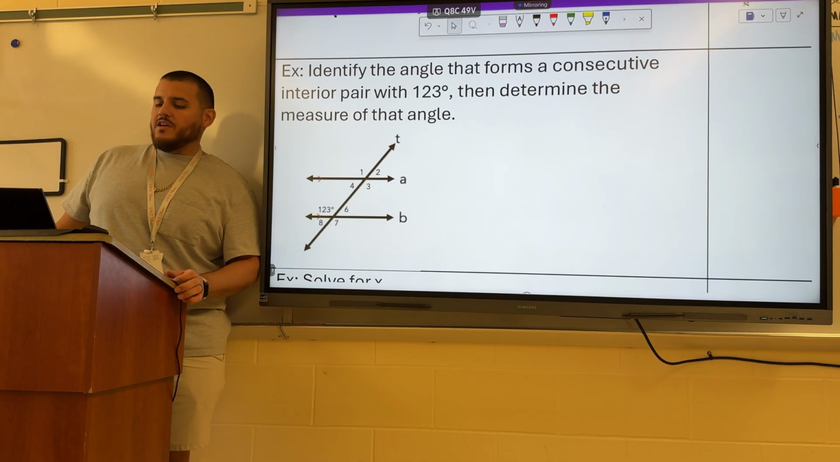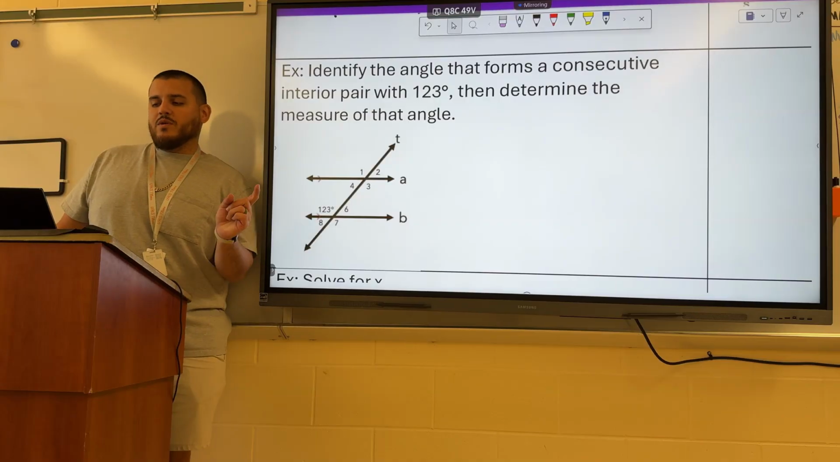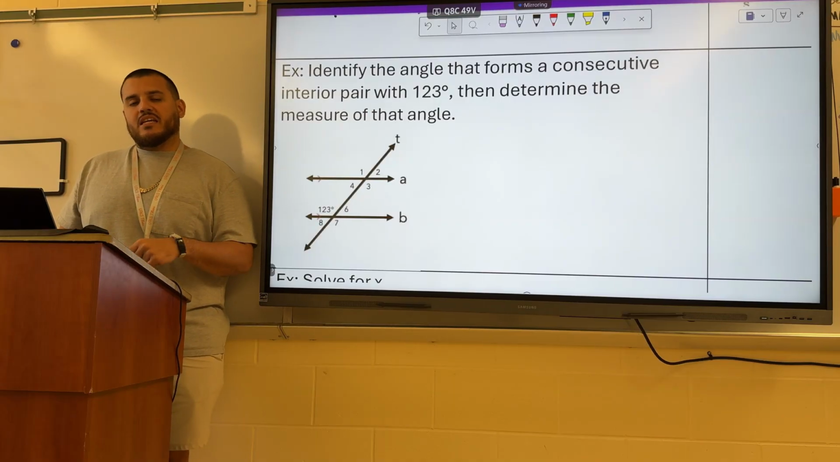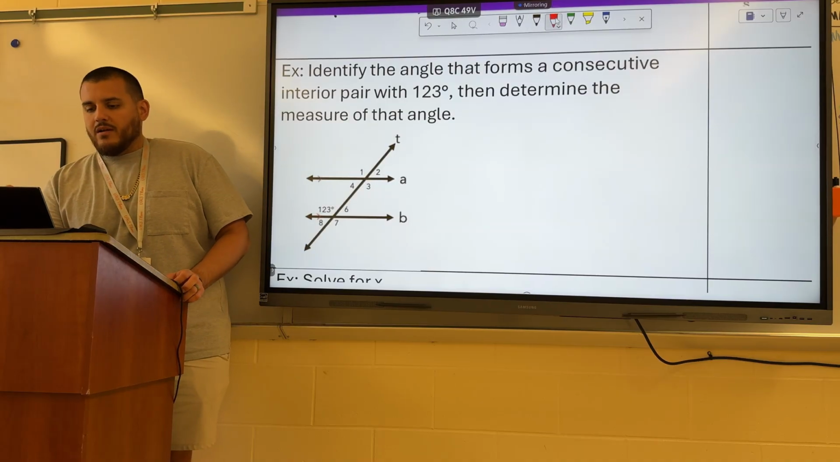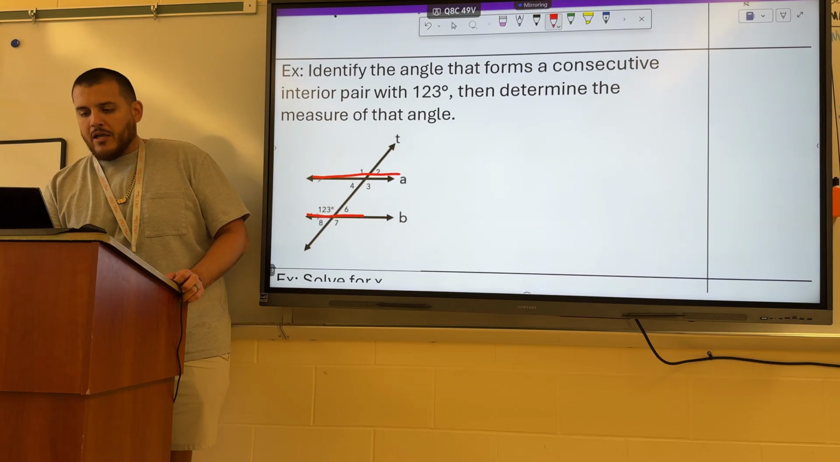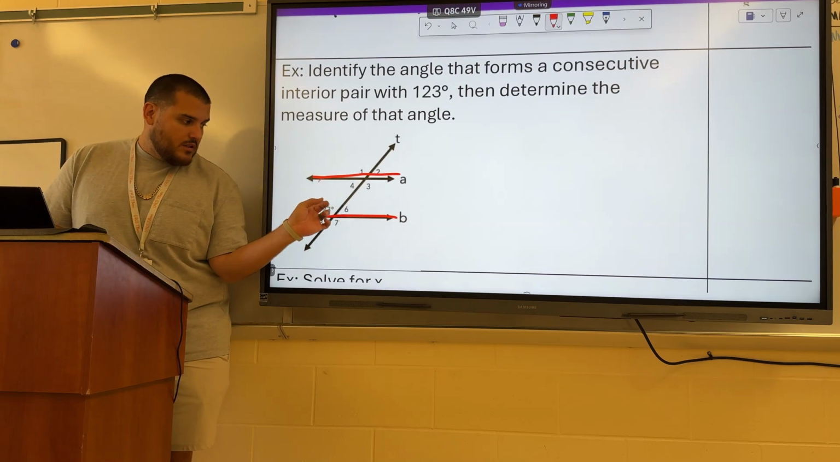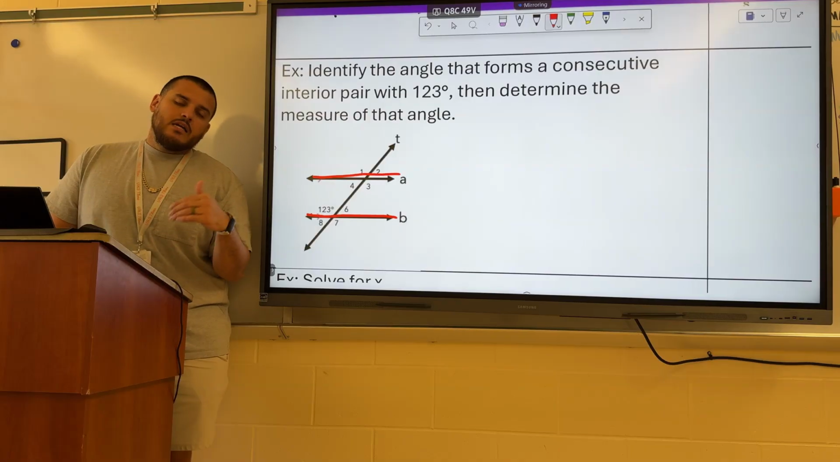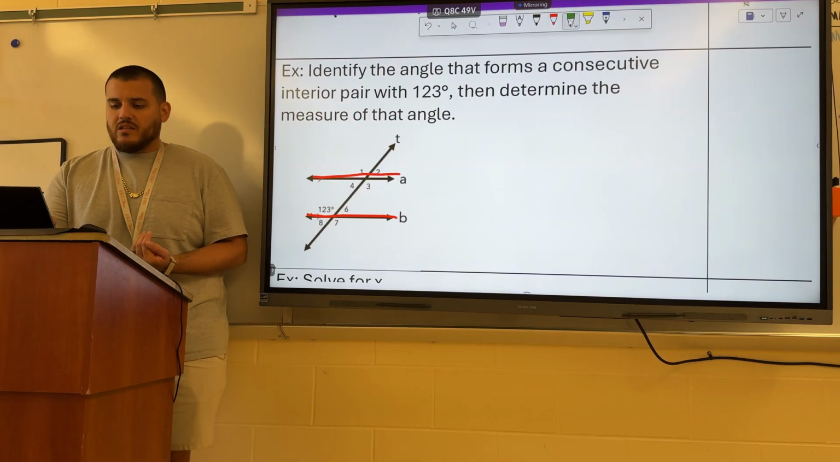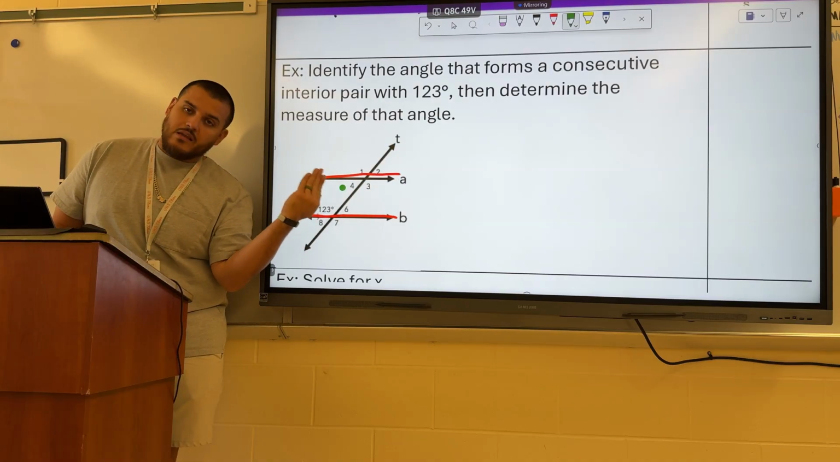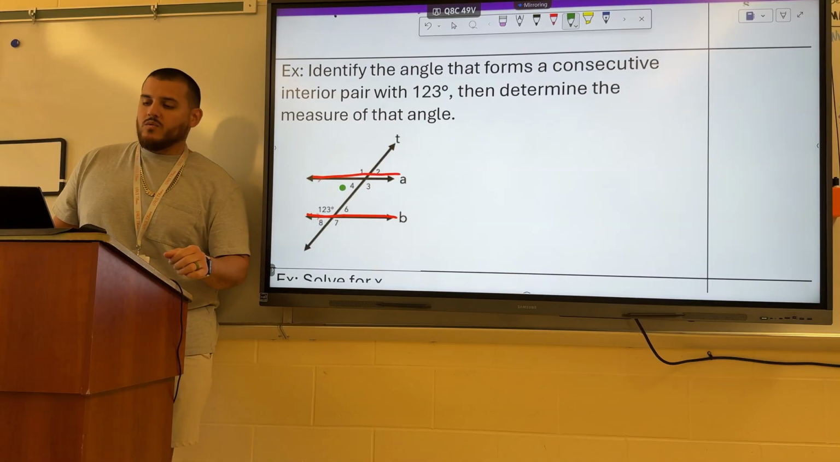Again, we have this same figure with that 123 degree angle. We have to find the angle that forms a consecutive interior pair with the 123 degrees and then find the measure of that angle. So my parallel lines are A and B. My angles in the interior would be the 123, the 6, the 3, and the 4. But remember, consecutive interior angles are on the same side of the transversal, so that would give me angle 4. It's on the same left side of the transversal as our 123.